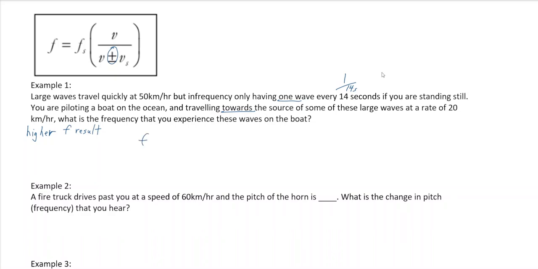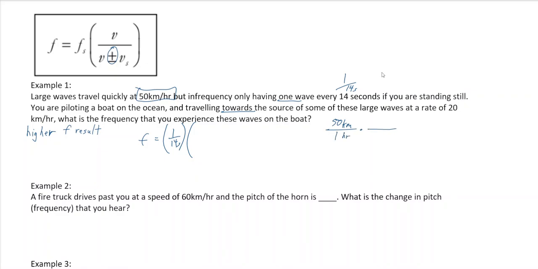Okay, so we're going to plug all of this into our formula here. So we're going to have 1 over 14 seconds as our frequency for the source. And we're going to look at the wave speed. Now this is kilometers per hour. Kilometers per hour is not very helpful. So we have to switch it to meters per second.